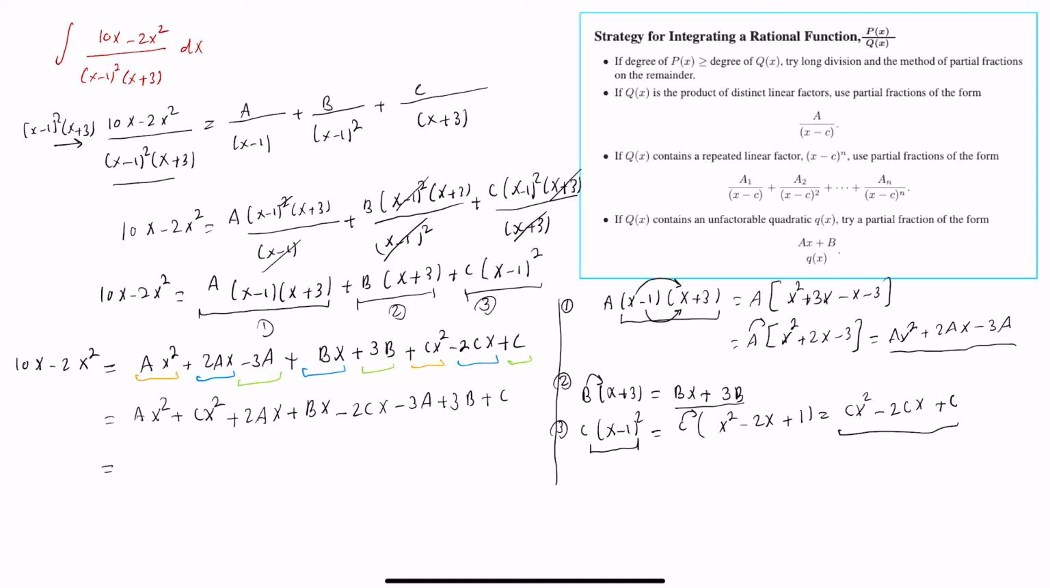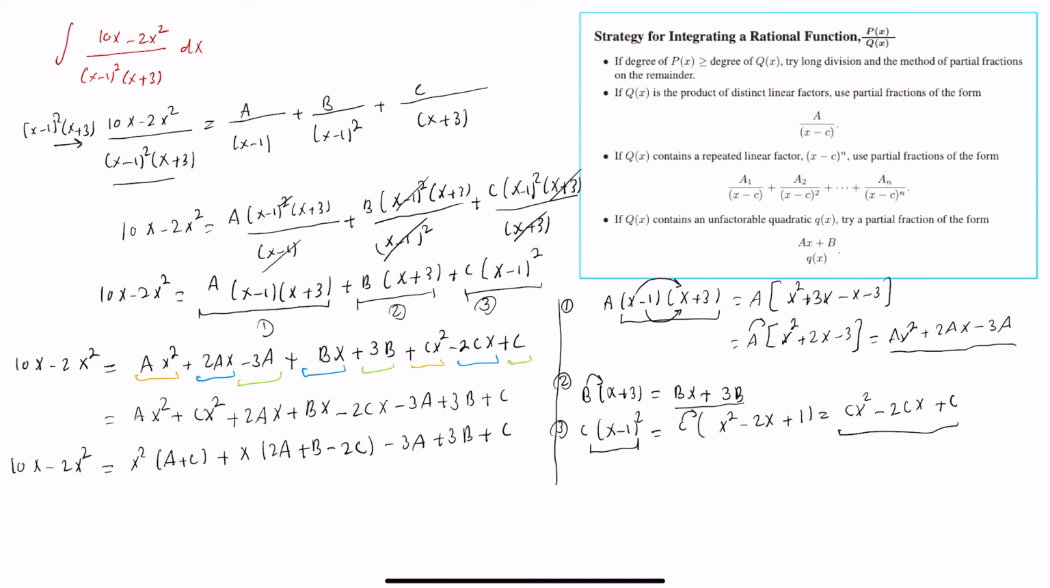Now let's factor the x squared. So we're going to have x squared times a plus c. And then we factor the x: x multiplied by 2a plus b minus 2c. And then we'll leave the constant the same: minus 3a plus 3b plus c. Now remember that the left side is going to be equal to 10x minus 2x squared.